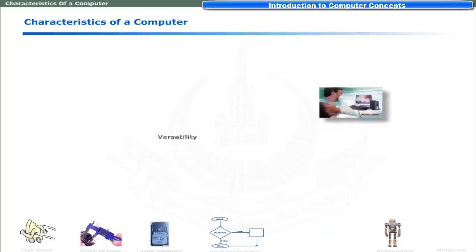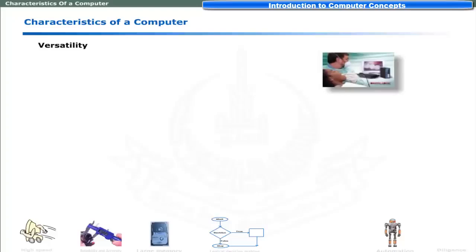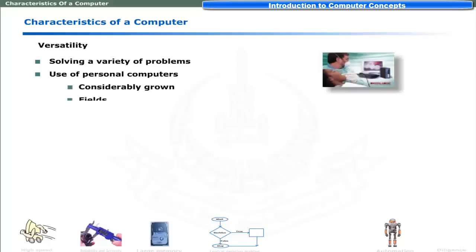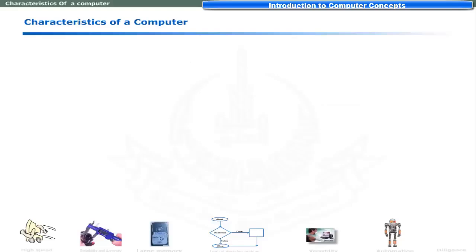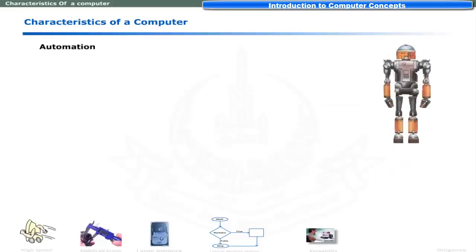Computer is a versatile machine. It is capable of solving a variety of problems. The use of personal computers has considerably grown in the fields of communications, multimedia, scientific research, designing, engineering, education, and entertainment. Another remarkable feature of computers is its ability to perform operations automatically.